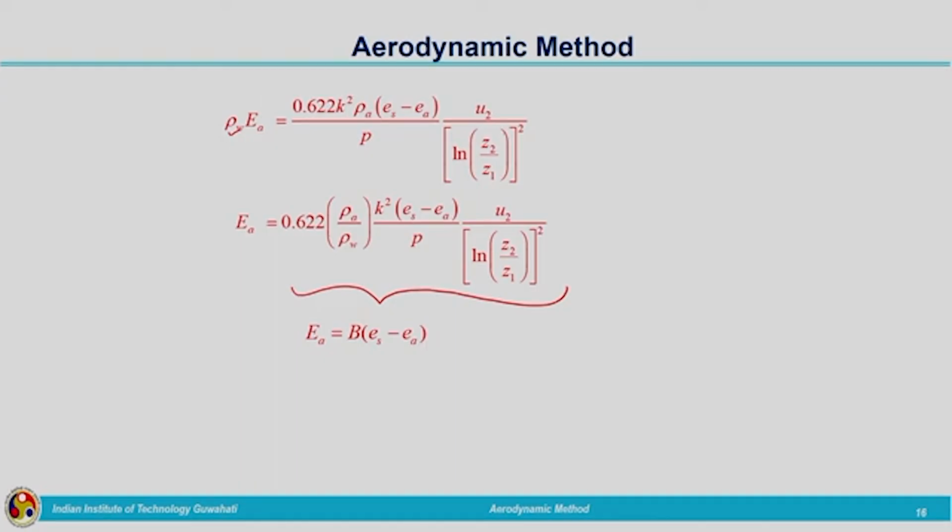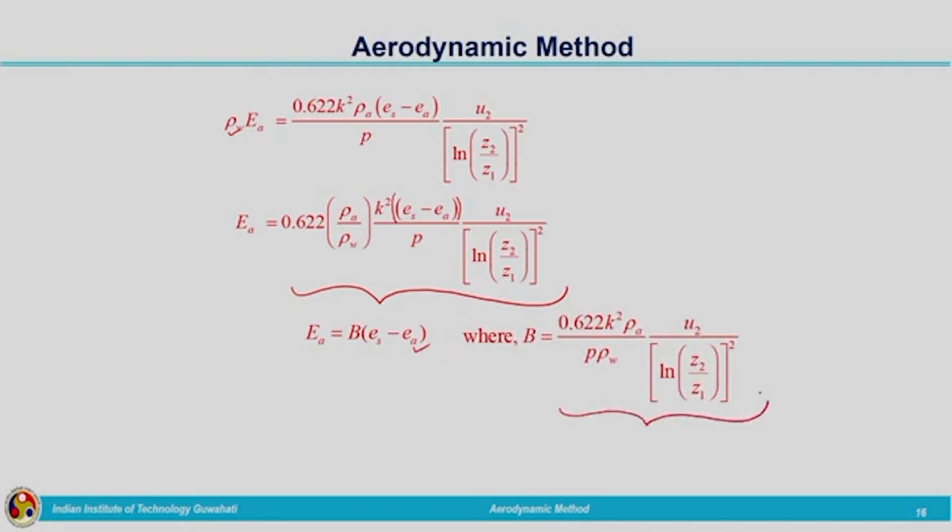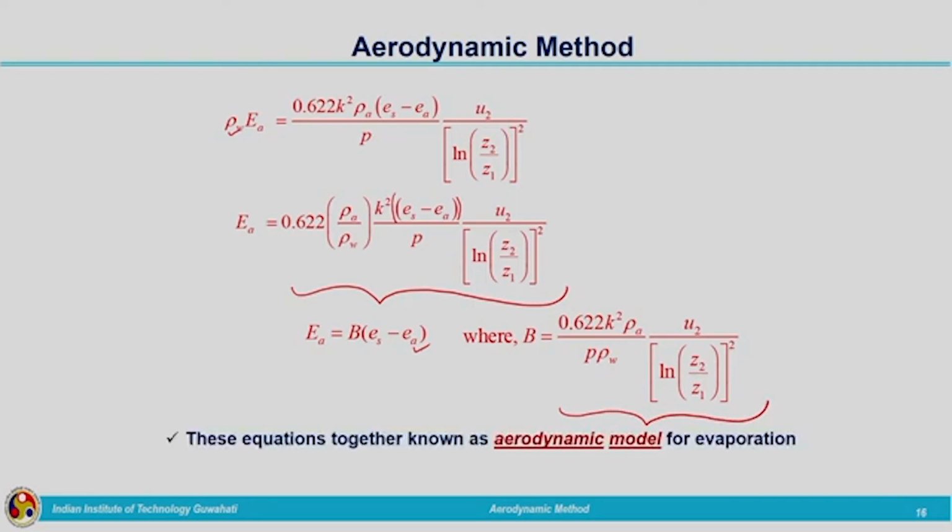What is ES minus EA? It is the saturation vapor pressure minus the vapor pressure corresponding to that particular temperature, the deficit in the vapor pressure. So, EA is given by B multiplied by ES minus EA. We are keeping only the terms ES minus EA here and all other terms combined together under the term B. So, all terms combined together we are substituting as B for getting a simplified equation. So, EA is written as B multiplied by ES minus EA. This equation is together known as the aerodynamic model for evaporation.